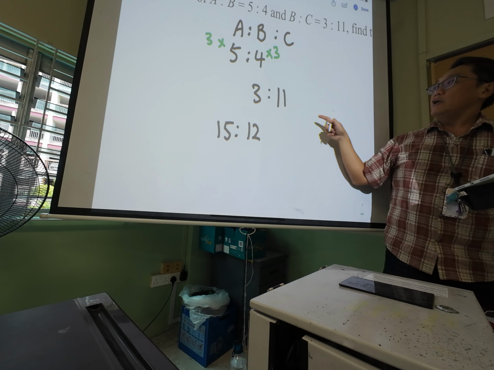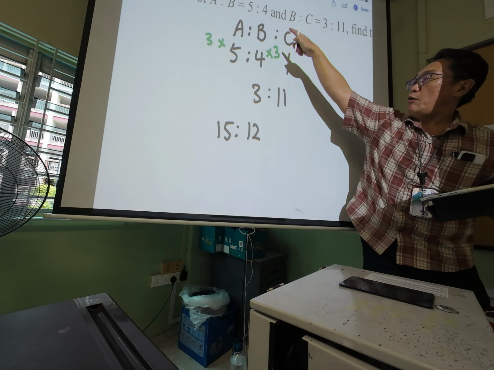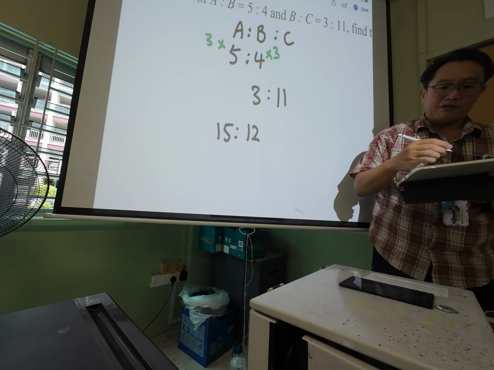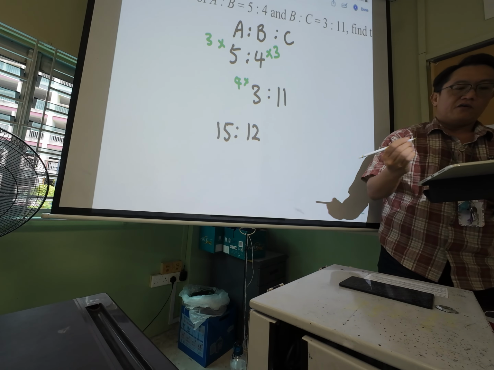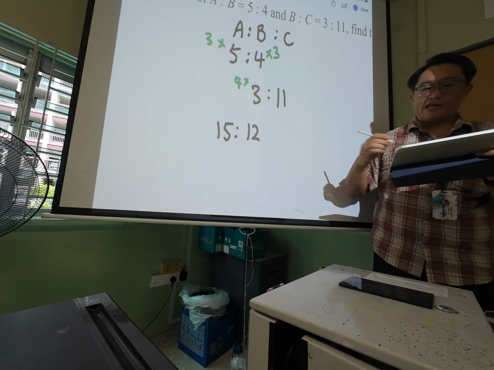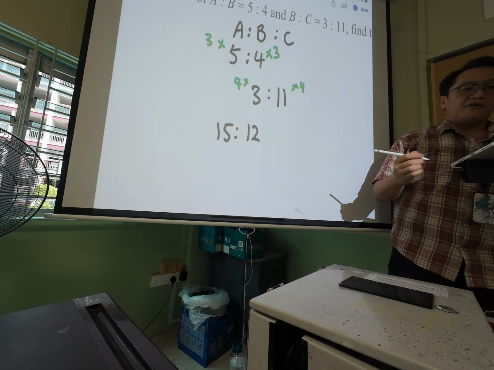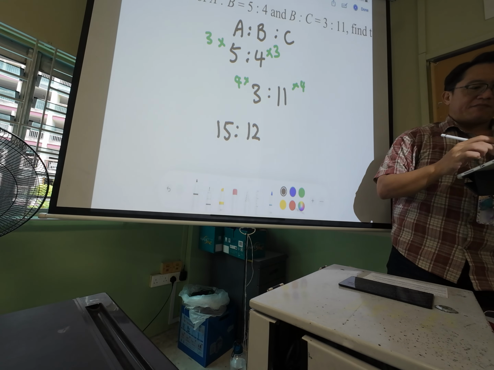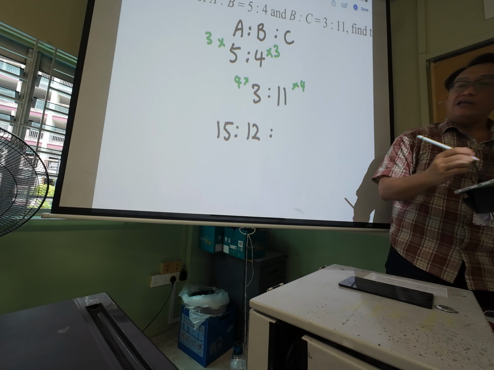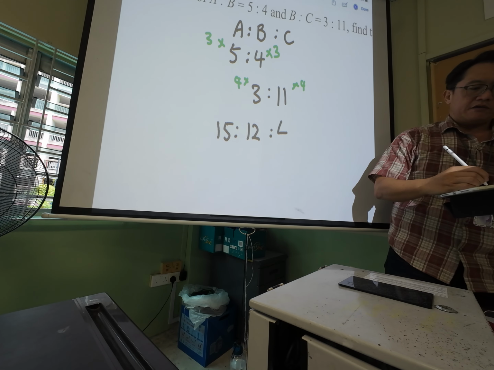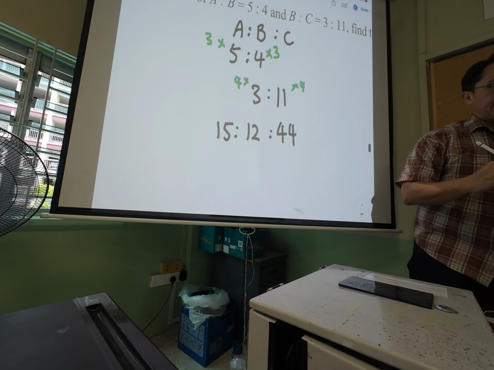For the second line, I also want to make the middle common 12. So I need to multiply 4. So the entire line I need to multiply 4. So I will get my last number to fill in already. 4 times 11, 44. Answer.